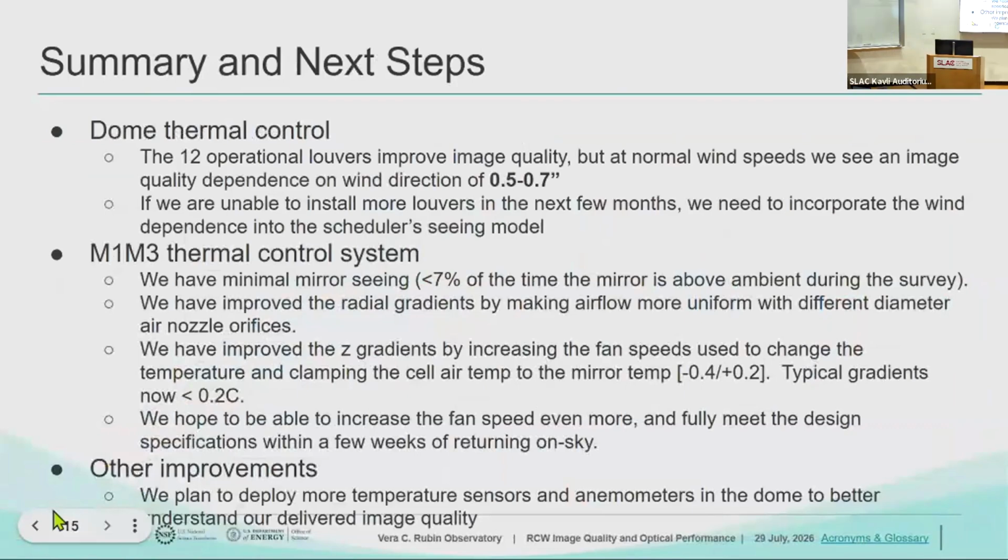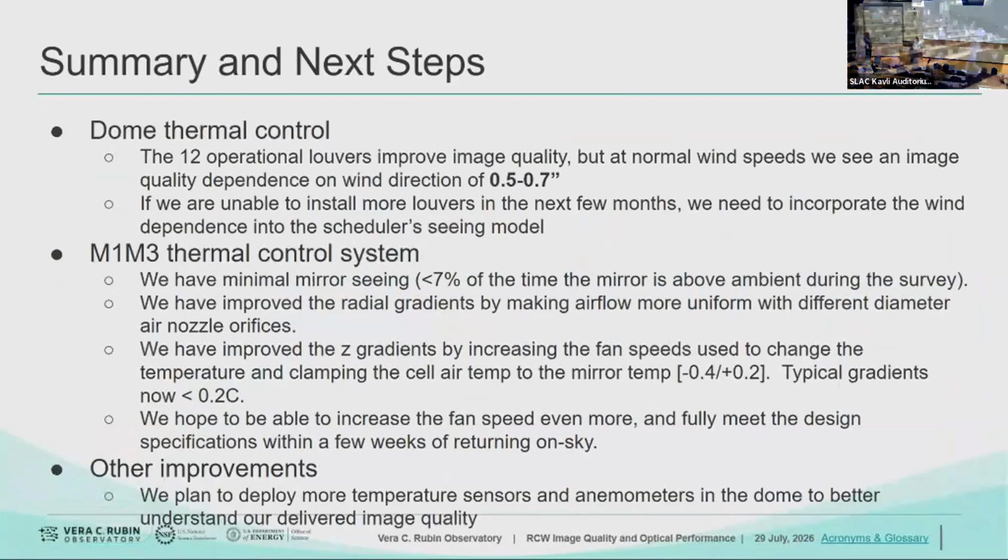So next we have a presentation by Craig Lage from UC Davis on the pointing model update. Pointing model, not updates on the pointing model. And in the meantime, if there's any quick question on the thermal performance. Yes.